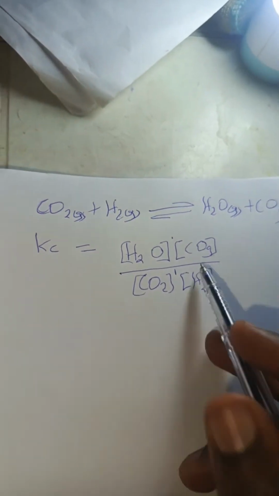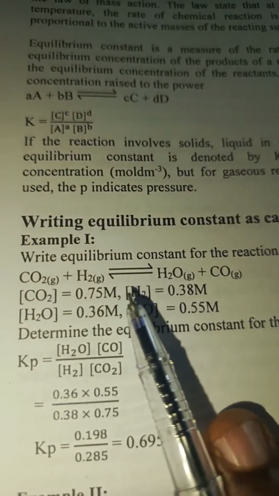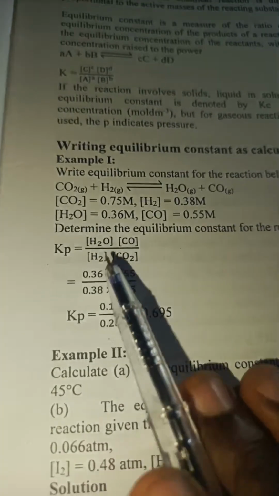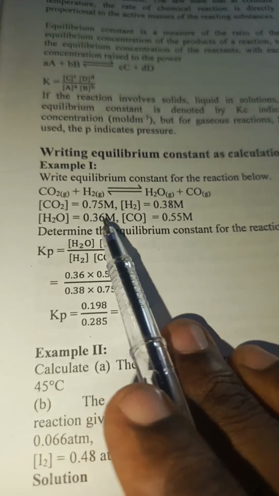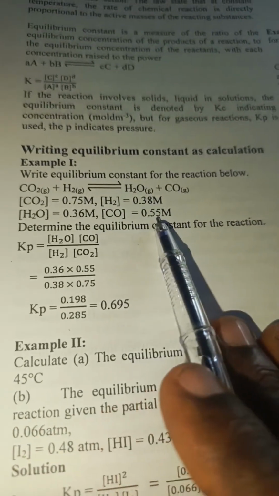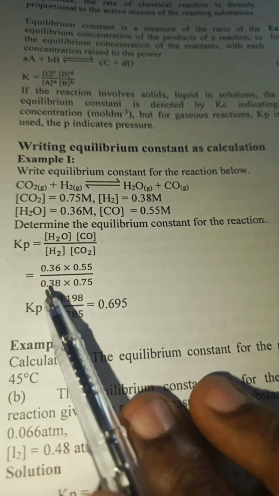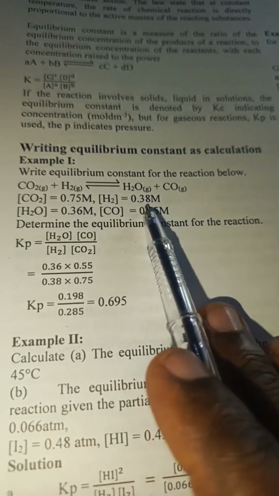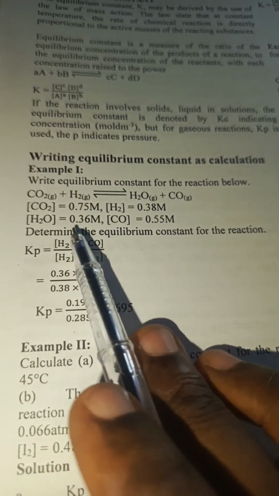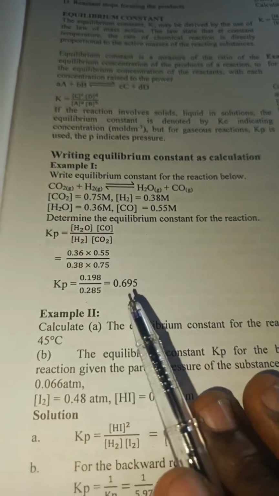And if you look at it, they gave us the concentration from the question, and this is it. They say CO2 is 0.75, and this is what I've just written. H2O is 0.36, that's how they put it here, multiplied by CO, which is this. You can see it right there. And hydrogen, which is this, you can see it there also. And we have this, which is 0.75, and you can see it there also. So after the calculation, this is what we got.